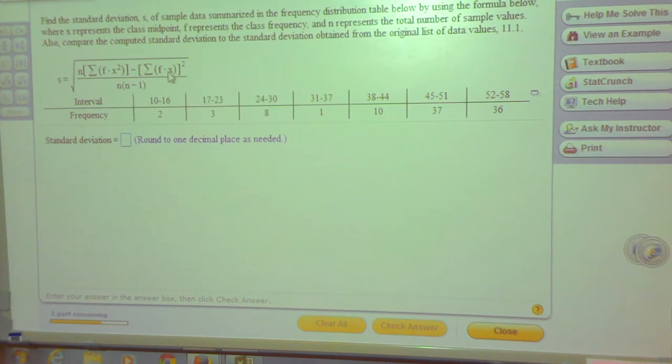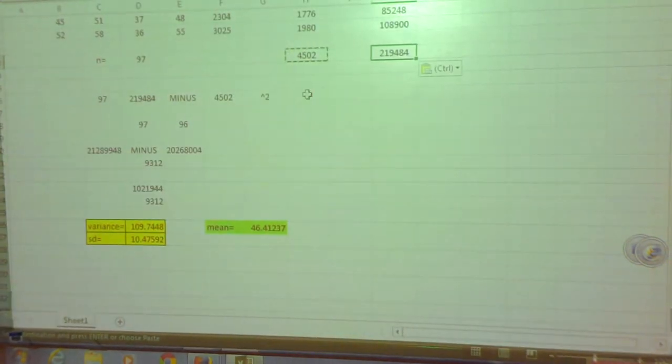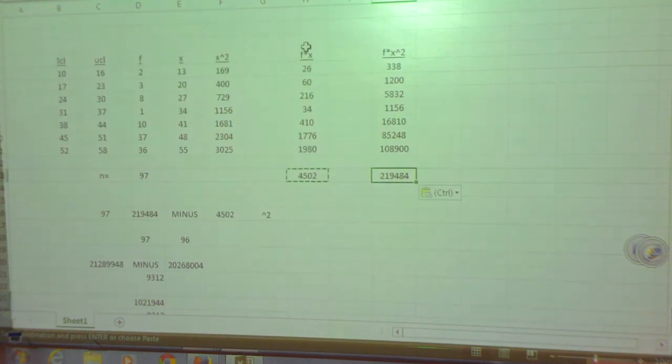And then F times X quantity squared, that's this number right here. And yes, then you would just have to square it after. Okay. All right, who else has got questions?